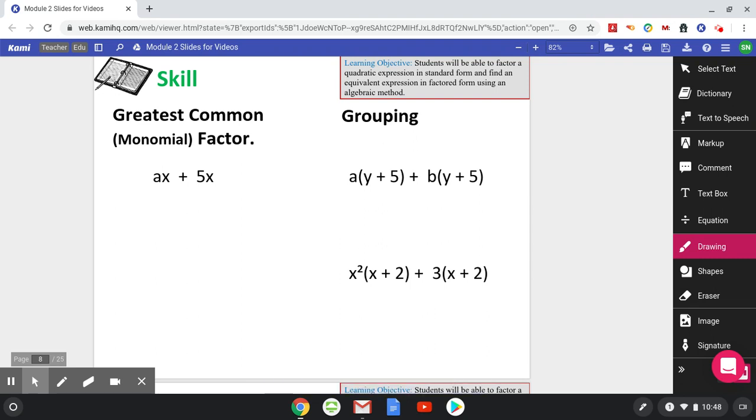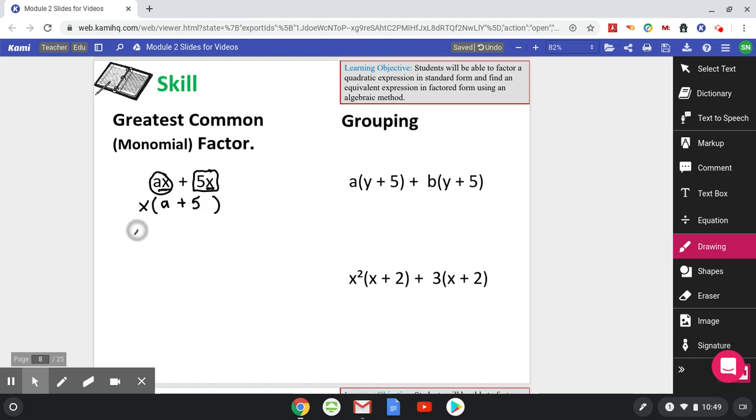So let's start with the problem on the left. If you look at a times x and 5 times x, we have to figure out what they both have in common. Both of them have this x in common. So that means that we're going to be moving that x outside because both terms have it in common. And on the inside, if we take out an x from the first term, all we are left with is a. If we take an x from the second term, all we are left with is the 5. So we have factored out the greatest common monomial factor, and it's monomial because it's only one term.